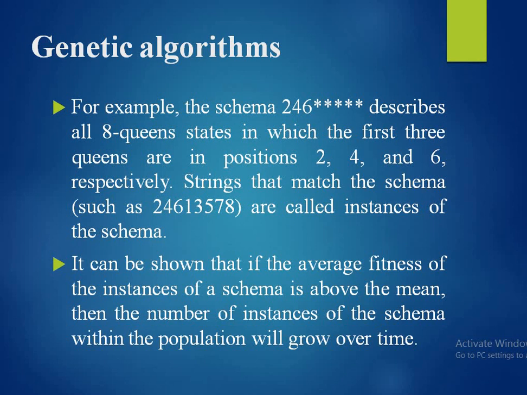For example, the schema 2, 4, 6, and so on, describes all 8 queens states in which the first 3 queens are in positions 2, 4 and 6 respectively. Strings that match the schema, such as 2, 4, 6, 1, 3, 5, 7, 8, are called instances of this schema. It can be shown that if the average fitness of the instances of a schema is above the mean, then the number of instances of the schema within the population will grow over time.